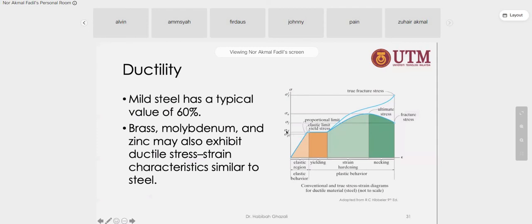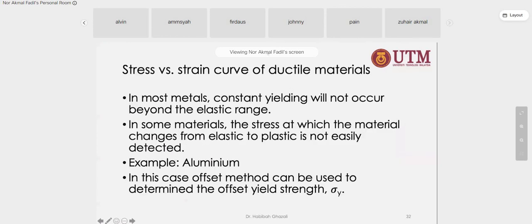So if you want to use this structure, the load must be 2/3 of this maximum load value to avoid any yielding during the service. Stress and strain curve: in most metals, constant yielding will not occur beyond the elastic range.